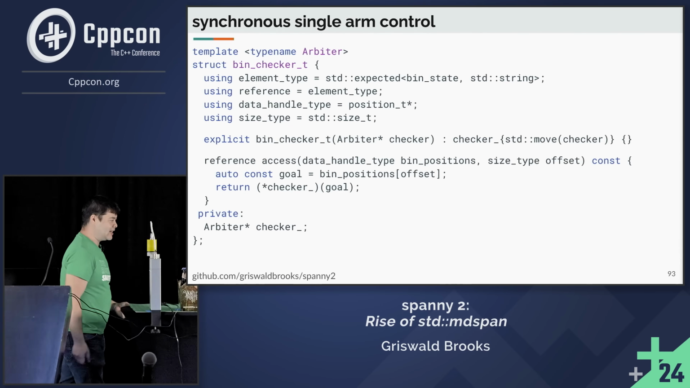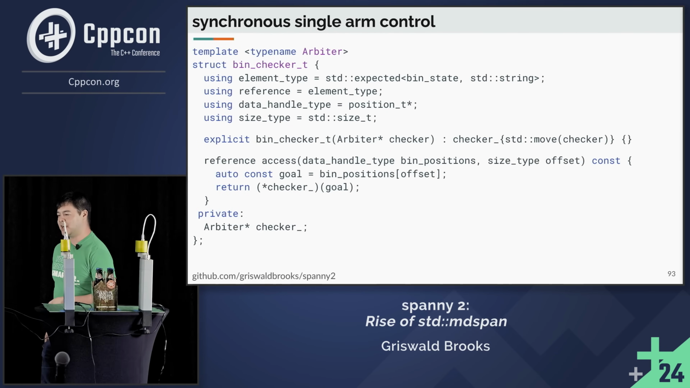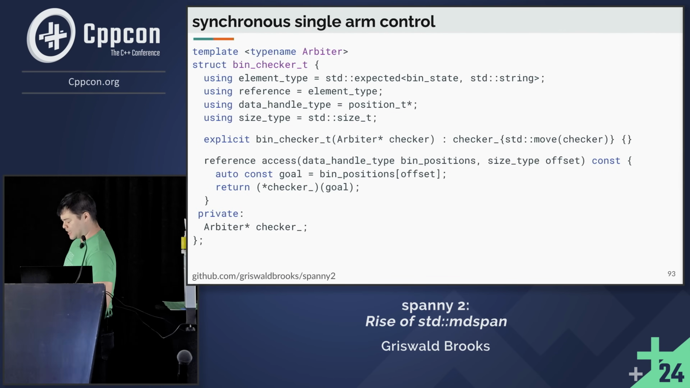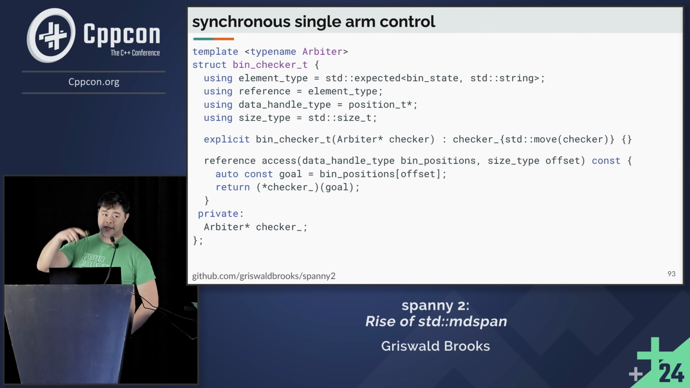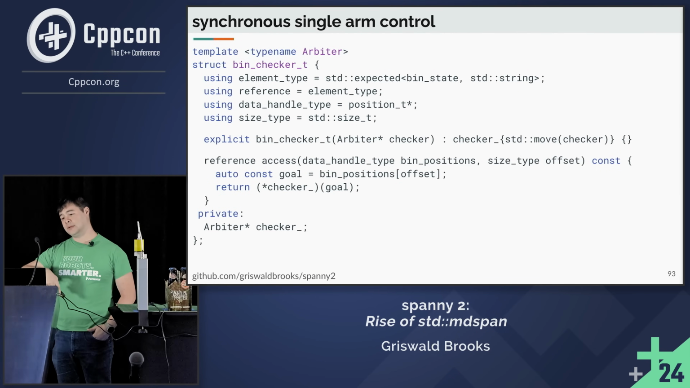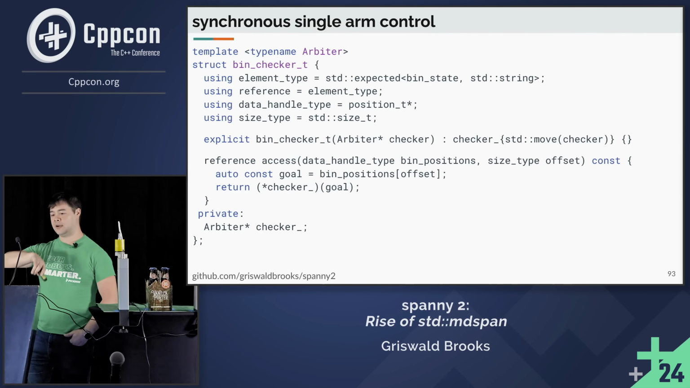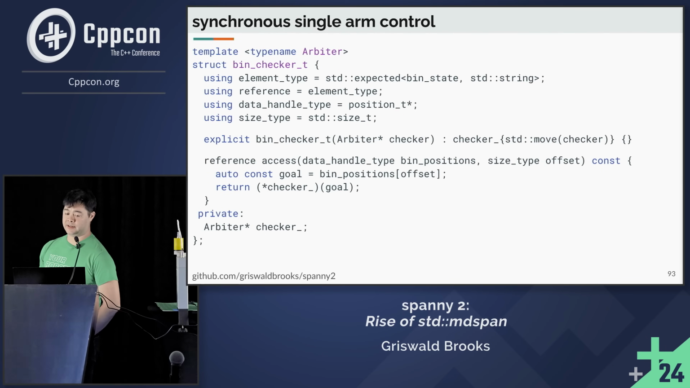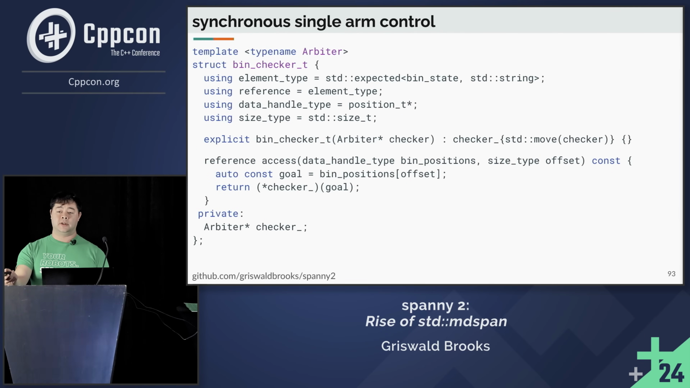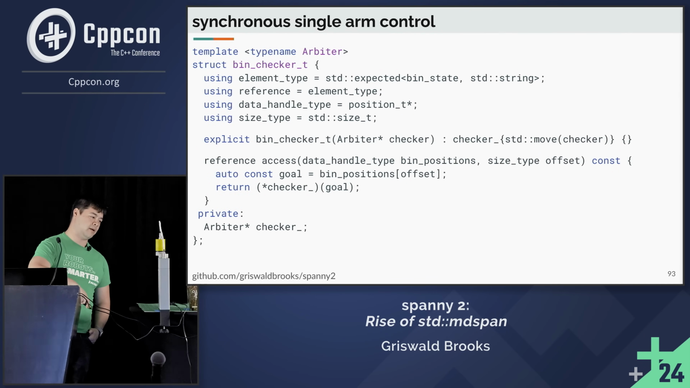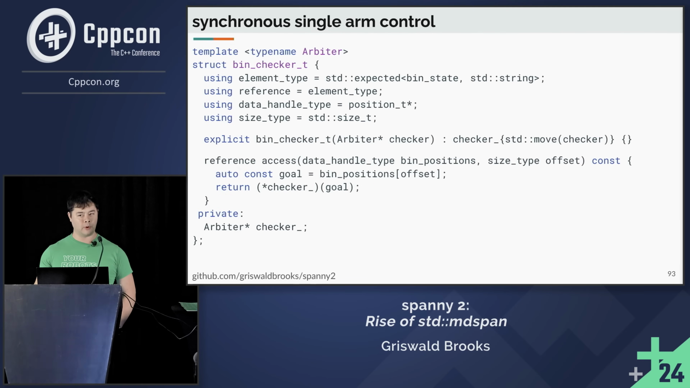All right, so how do we do that? So here's our bin checker accessor policy. This is the whole thing. Again, if you go to that spanny GitHub, you can see this is the entire thing for this accessor policy. The robot is talked to through a serial port. So not only could there be a beer or not be a beer, but the serial port could be disconnected or my computer could be on fire.